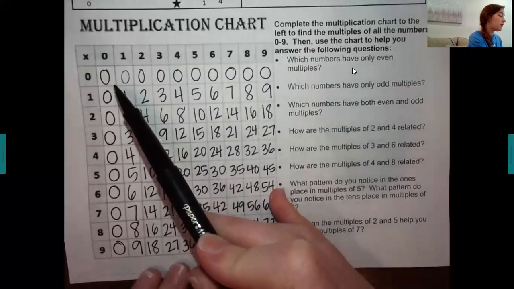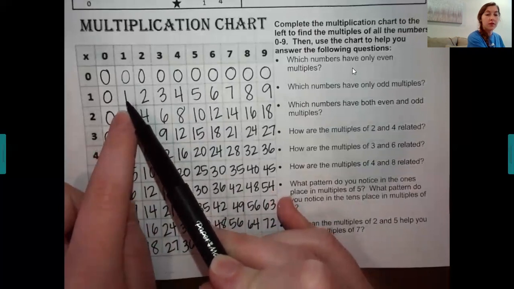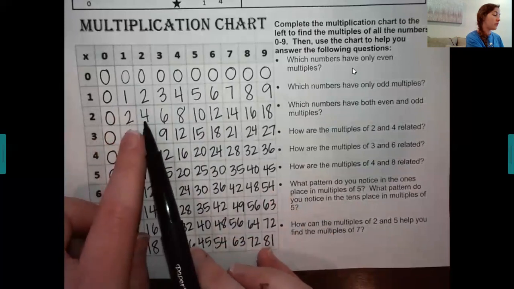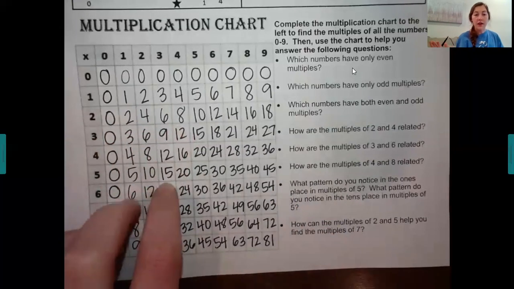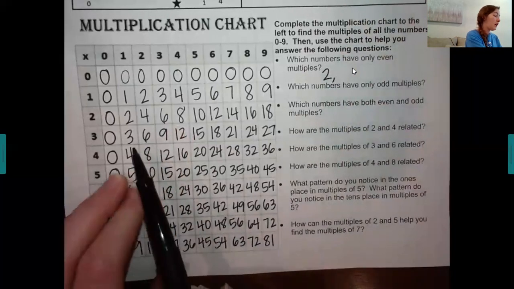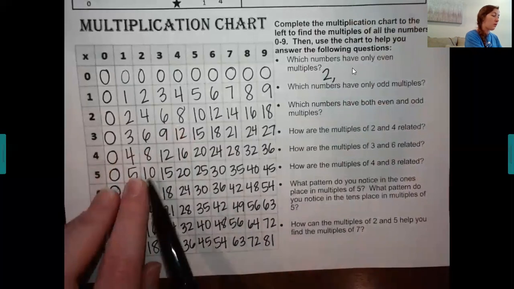So only even, we can look at the ones, and we have 1. Well, that starts with an odd number, so that's not going to be only even. Now we can look at the 2's. 2, 4, 6, 8, 10, 12, 14, 16, 18. All of these are going to have pairs, so 2's are all even multiples. And then 3, 3, 6, 9. 3 and 9 are both odd, so that can't work.